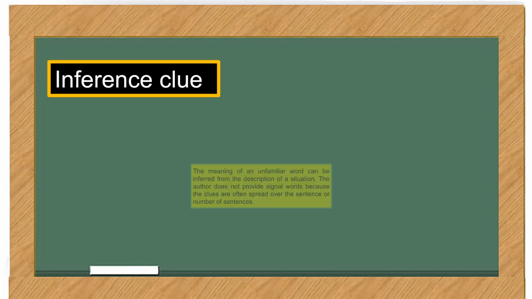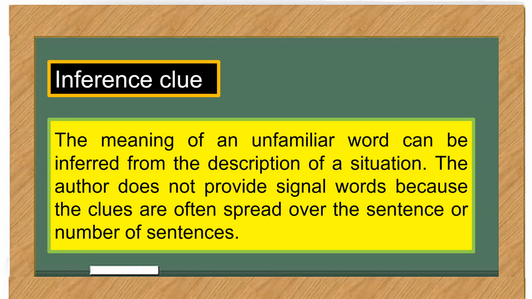Inference clue. The meaning of an unfamiliar word can be inferred from the description of a situation. The author does not provide signal words because the clues are often spread over the sentence or number of sentences.